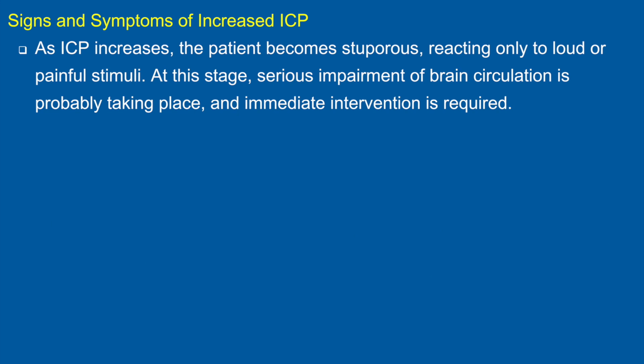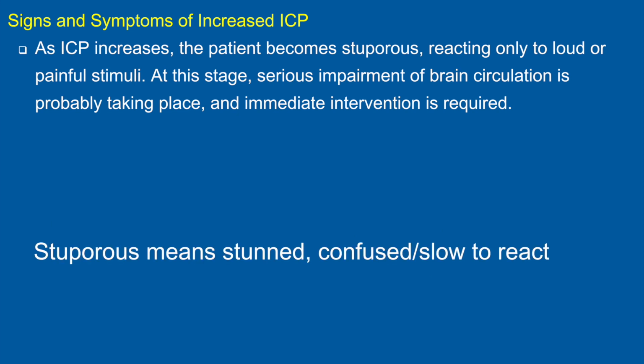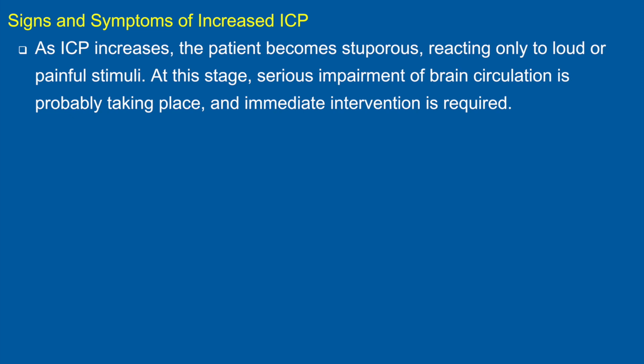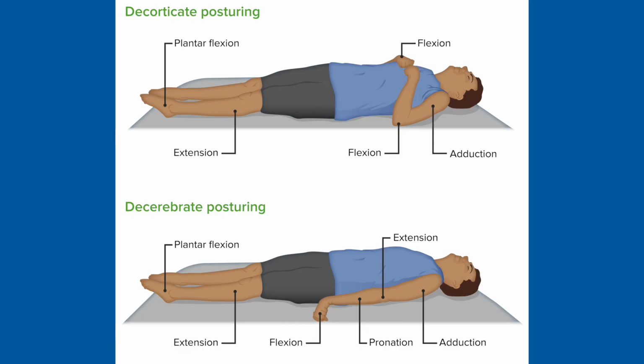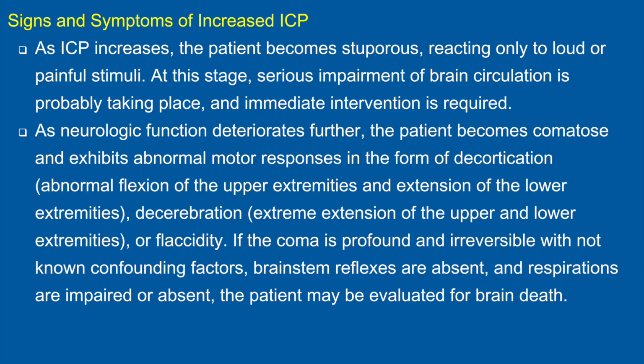As ICP increases, the patient becomes stuporous, reacting only to loud or painful stimuli. At this stage, serious impairment of brain circulation is probably taking place and immediate intervention is required. As neurologic function deteriorates further, the patient becomes comatose and exhibits abnormal motor responses in the form of decortication, that is, an abnormal flexion of the upper extremities and extension of the lower extremities, decerebration, extreme extension of the upper and lower extremities, or flaccidity.